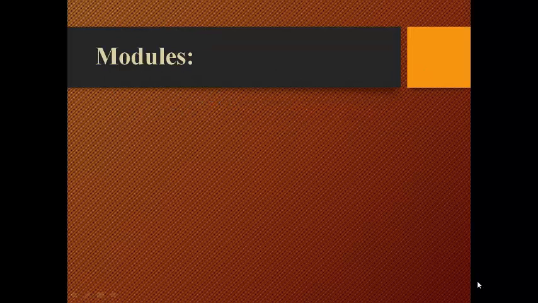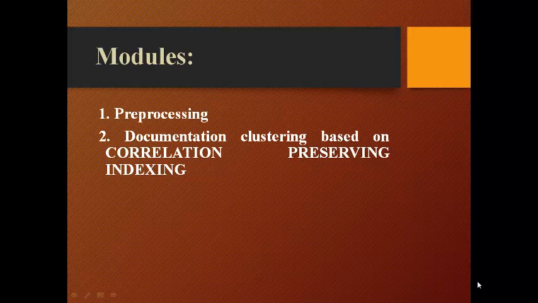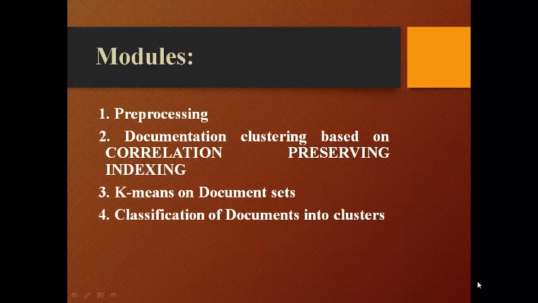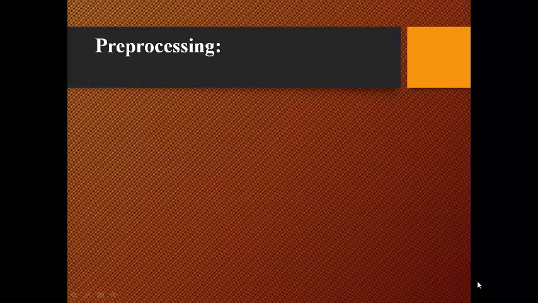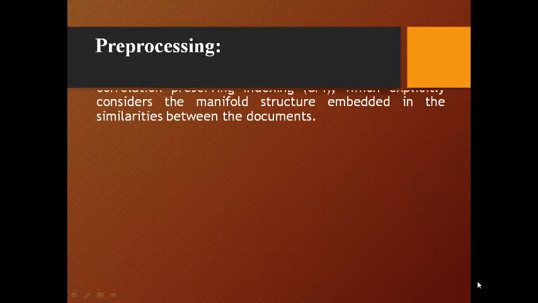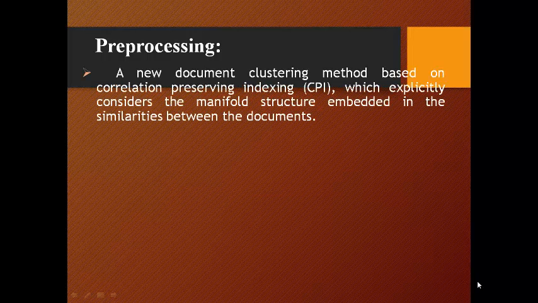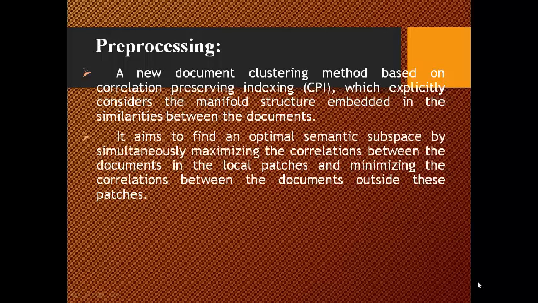Modules we used in this project: pre-processing, document clustering based on correlation preserving indexing, K-means on document sets, and classification of documents into clusters. The various pre-processing steps we have done. A new document clustering method based on correlation preserving indexing, which explicitly considers the manifold structure embedded in the similarities between the documents.